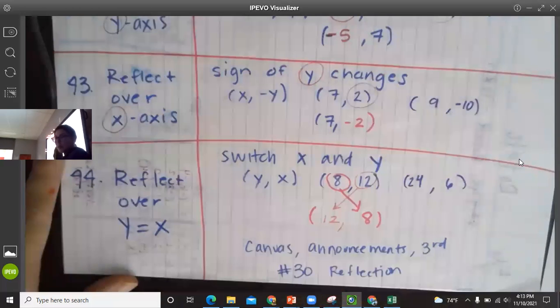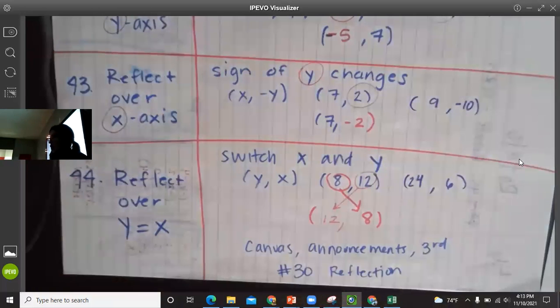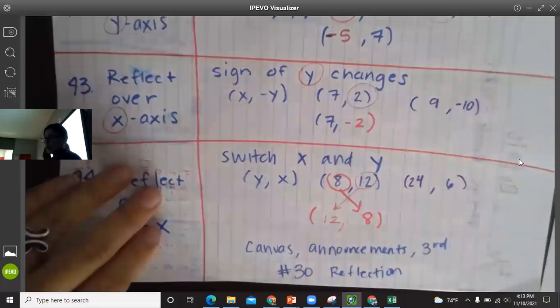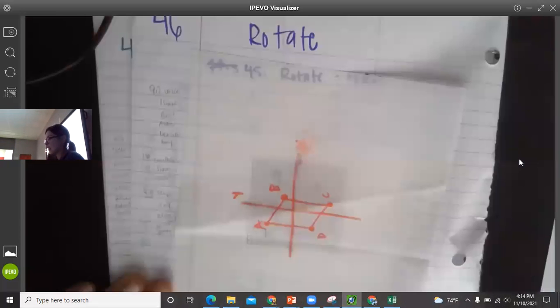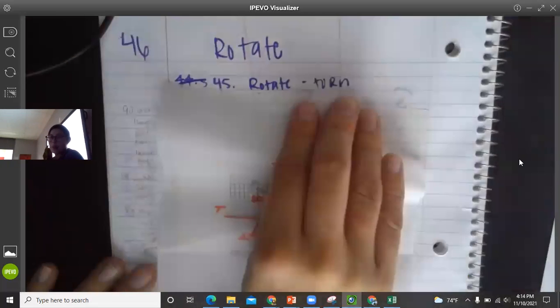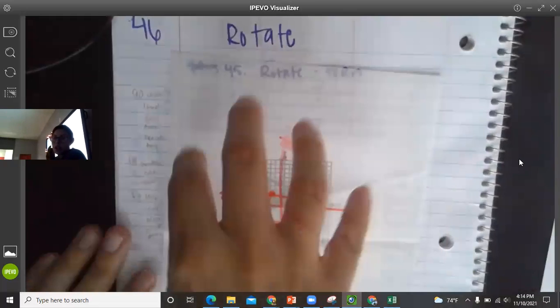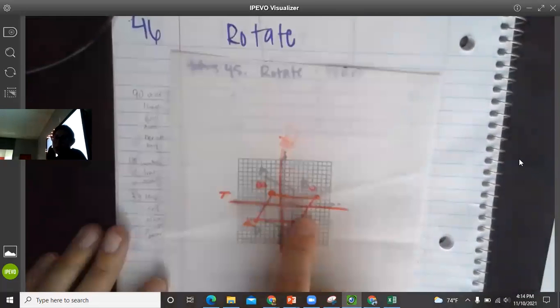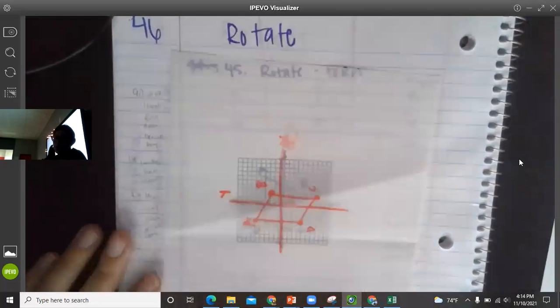All right, pause this if you need to, but I'm going to go and show you page 46. So page 46 had to do with rotating. Rotate means to turn. So here I had you trace, then turn the paper different directions.